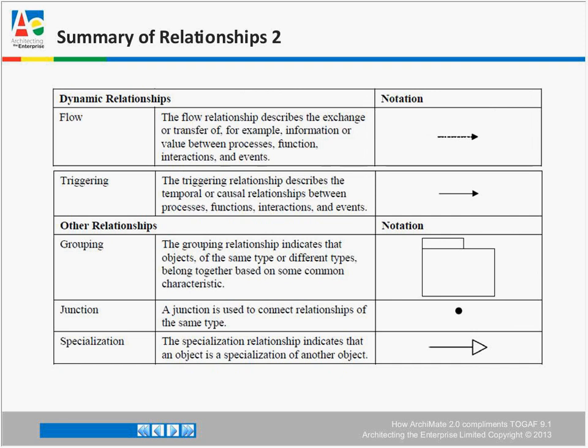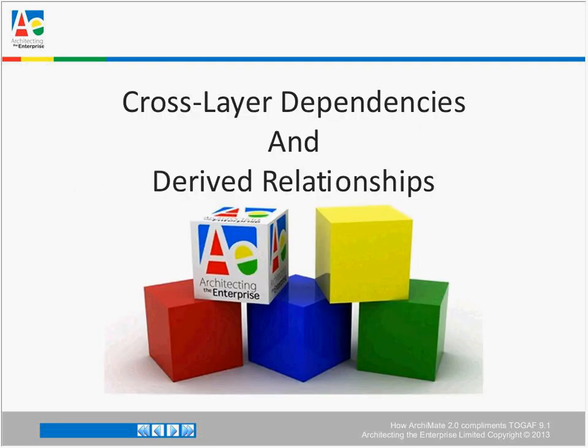There are also dynamic relationships, flow and triggering, which are used to connect business processes, for example, so you would describe a flow between process steps. A couple of other relationships as well. So there's grouping, which doesn't really have any formal semantics. And then specialization allows you to create more specialized objects from the more generic ones, and it enables you to extend the language. So the relationships are very powerful in ArchiMate.